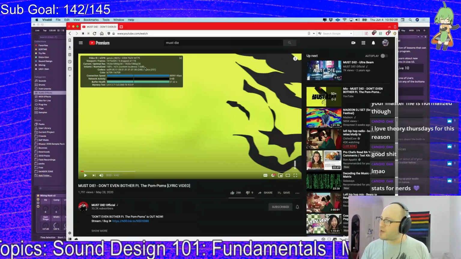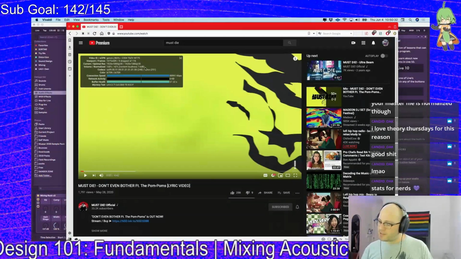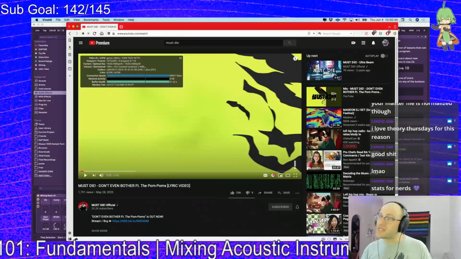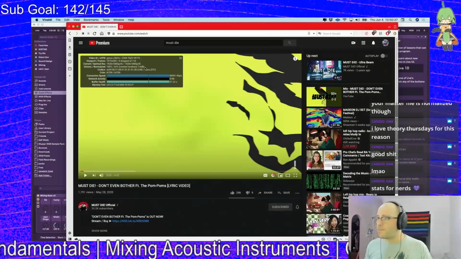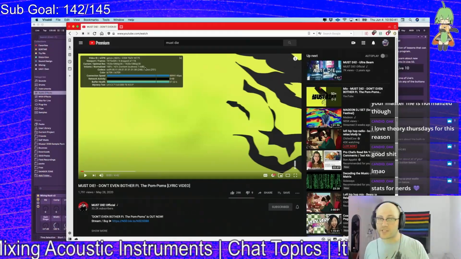There are specific loudness levels that different streaming platforms will have. Now, each company has a slightly different one, but they tend to gravitate around a certain range, which we'll look up in just a second.